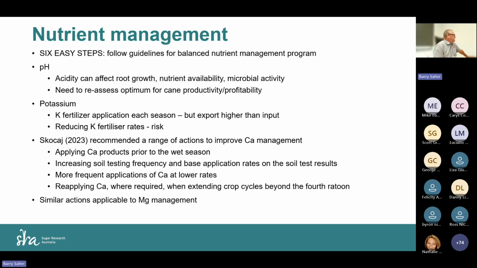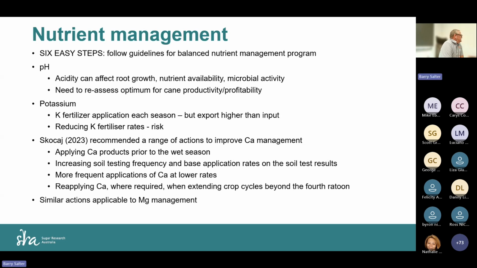pH, as I showed there, is concerning. It has the potential to impact productivity. Personally, I think we probably need to relook at that 5.5 pH value and see whether it's the optimum, or whether it's at the lower end of our range. Maybe we should actually be aiming for 6, given that the work that was done on pH was done probably 30 plus years ago. So it's something we might need to look at.